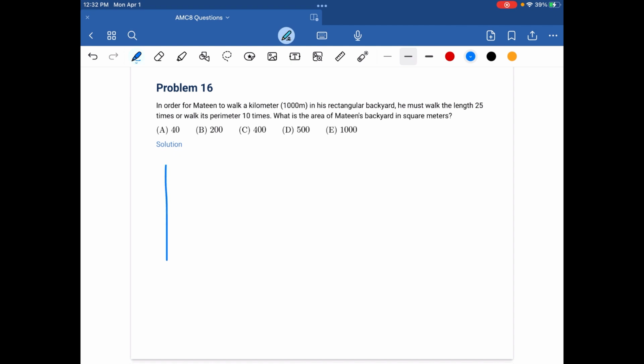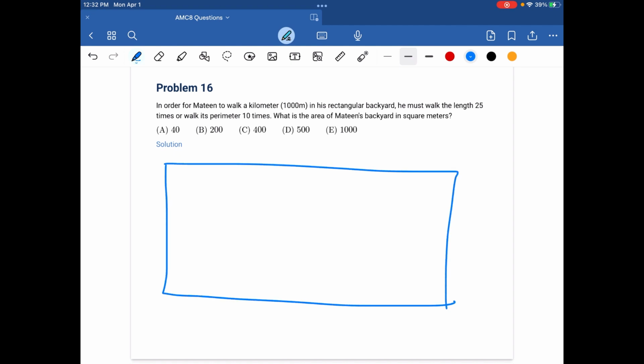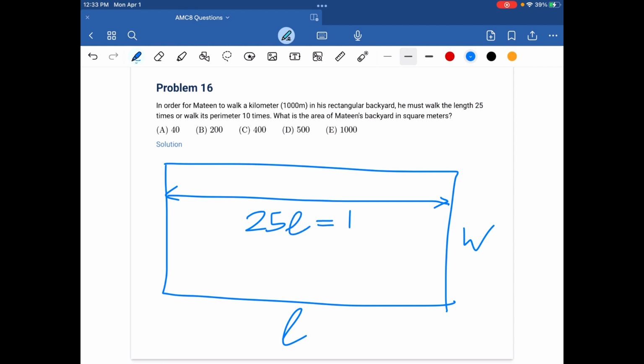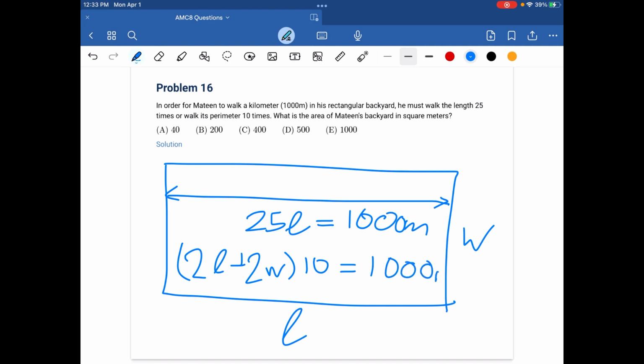So we can just draw a rectangle, and this is Mateen's backyard. And this longer side is its length, and the shorter side is its width. So they're saying that to walk a kilometer or 1,000 meters, Mateen can go across this whole length 25 times. So 25 times the length is equal to 1,000 meters. Or you can go across the perimeter, which is just 2 times the length plus 2 times the width, 10 times, so times 10 is also equal to 1,000 meters.